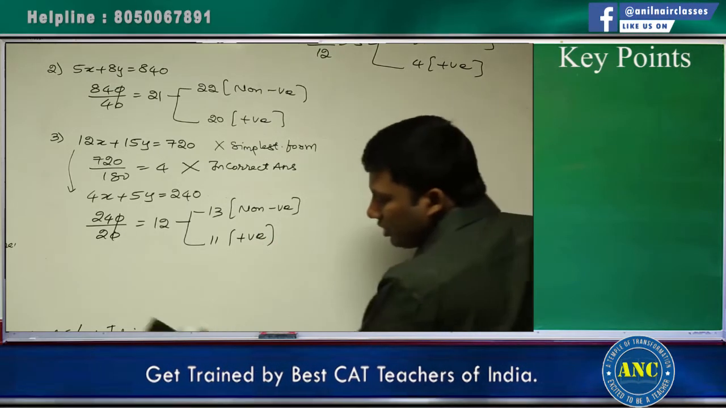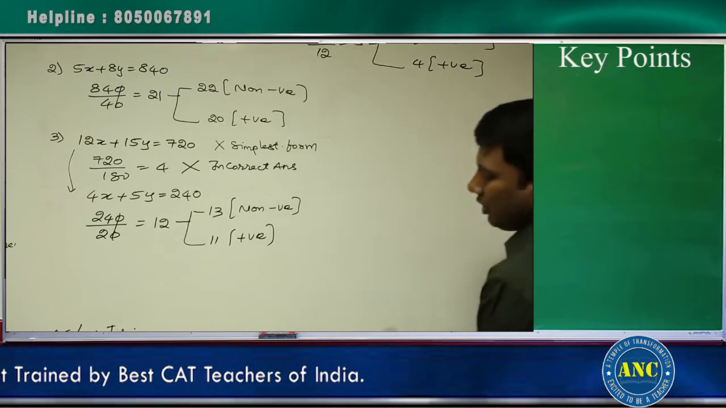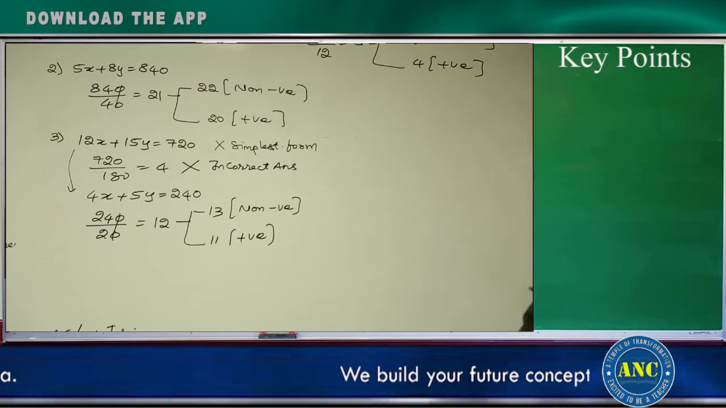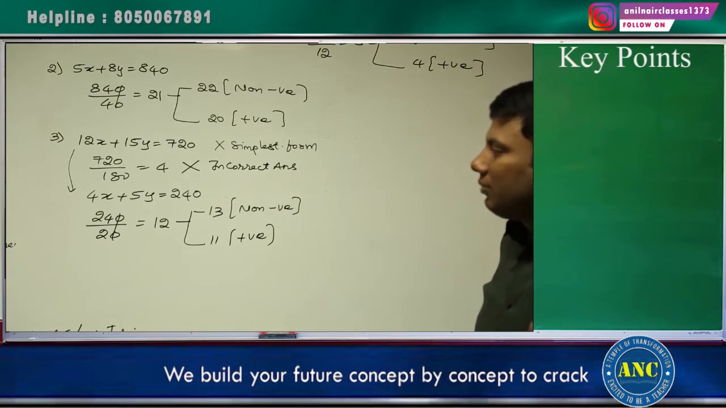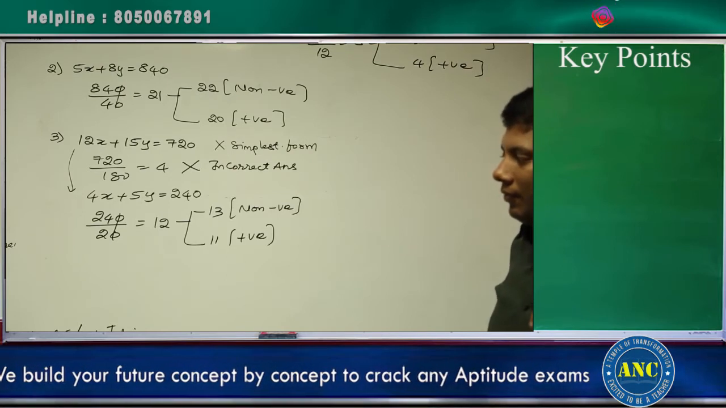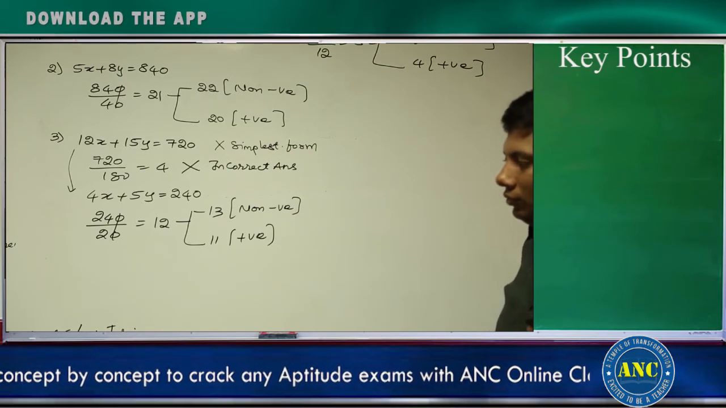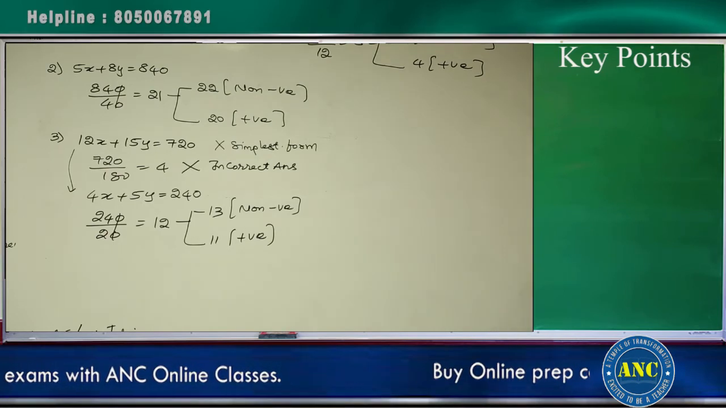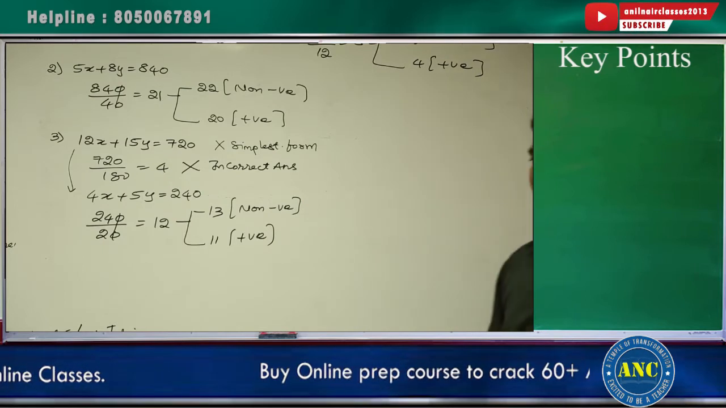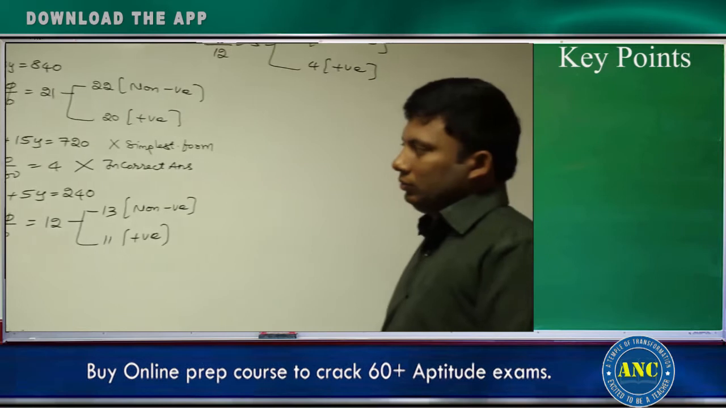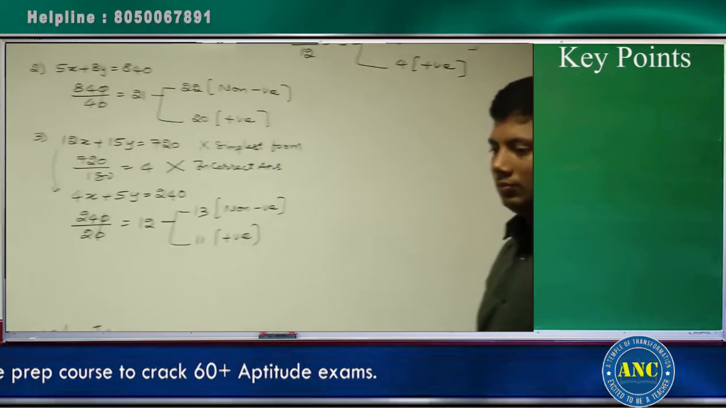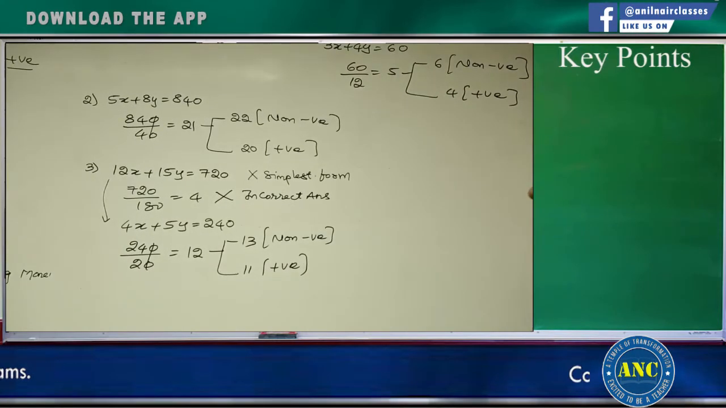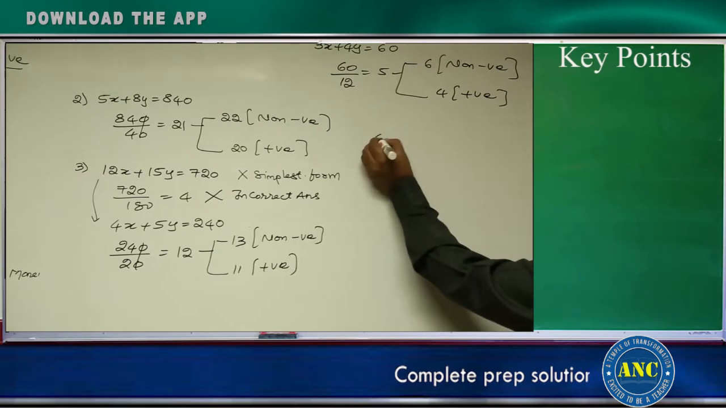Please write. If the equation is of the form ax plus by equivalent to k, the gap between two integral solutions is given by k by a into b. K by a into b. First one, second one, third one, model. Clear? Now the fourth one. Fourth question.